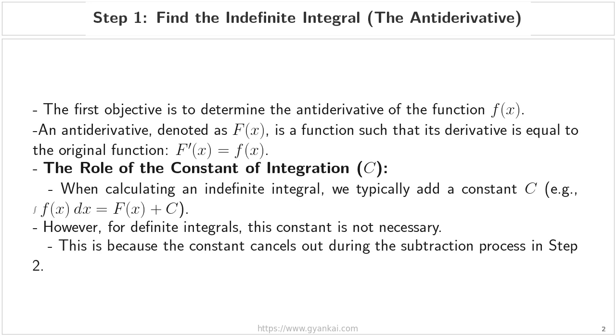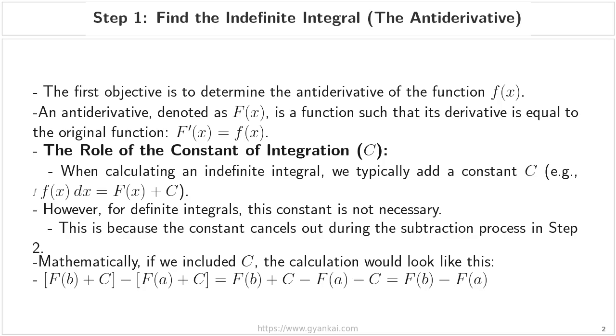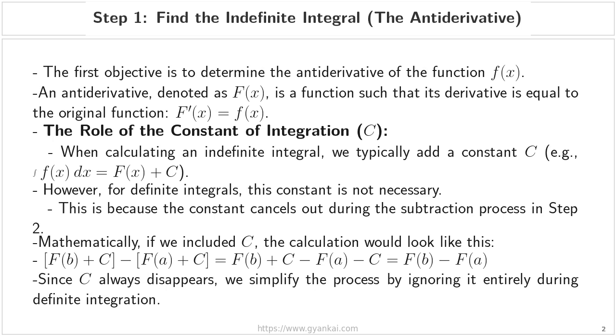However, and this is a crucial point, when we're dealing with definite integrals, the kind with upper and lower limits, we don't need to worry about that constant c. Why? Because it will cancel out when we get to step 2, which is evaluating the difference. Let me show you what I mean. If we did include the constant, the calculation would look like this. We would have F of b plus c, minus F of a plus c. If we expand that, we get F of b plus c, minus F of a minus c. Notice what happens. The plus c and the minus c cancel each other out. So, we're left with simply F of b minus F of a.